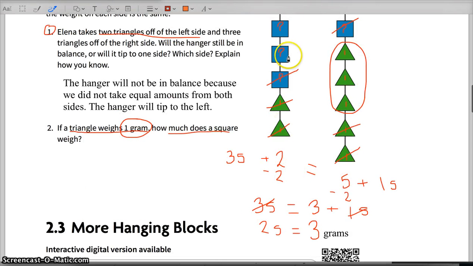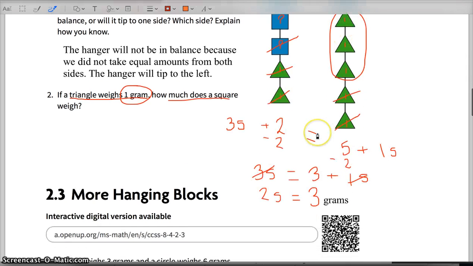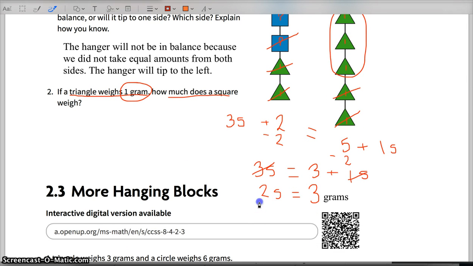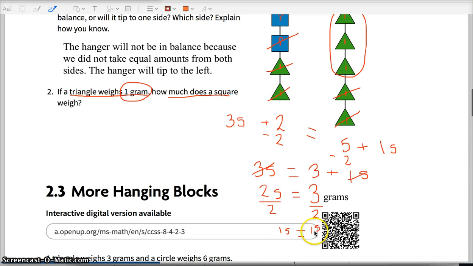Well, if 2 squares is 3 grams, and I divide both sides by 2, then 1 square would be 1.5 grams. So 1 square would be 3 over 2, or 1.5. Where's my decimal? All right, pretend that there's a decimal right here where my mouse is. So it's 1 square equals 1.5 grams.